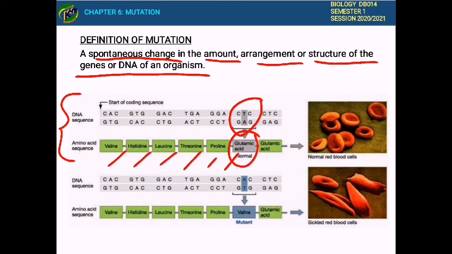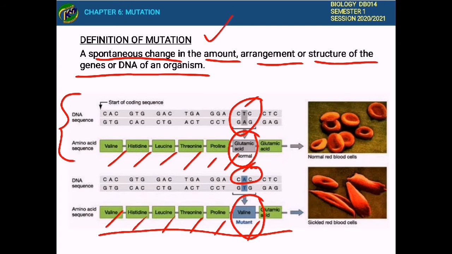But after mutation occurs, let's see amino acid number 6. 1, 2, 3, 4, 5, 6. Here we have valine. Why did it change to valine? Because base T here is substituted with base A. So the codon has changed, and when the codon changes, it will change the amino acid. So the amino acid sequence will change after mutation. Next, let's see.